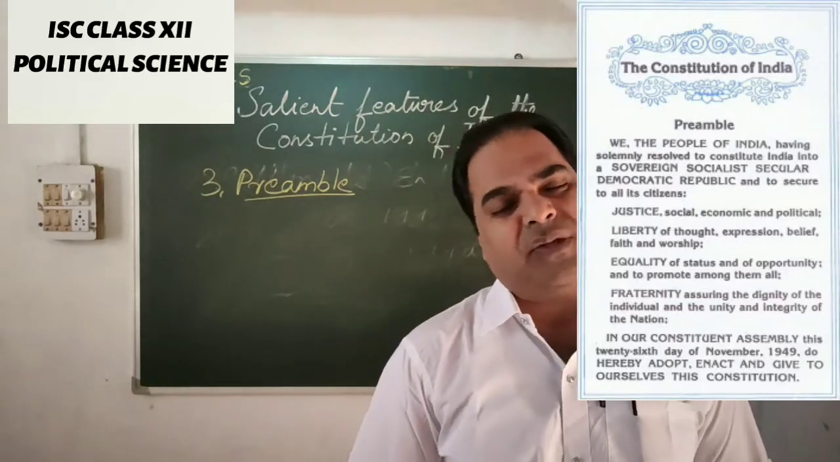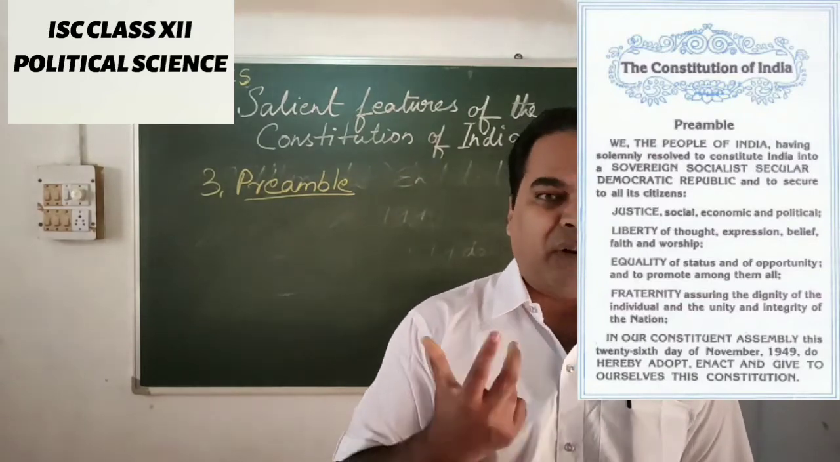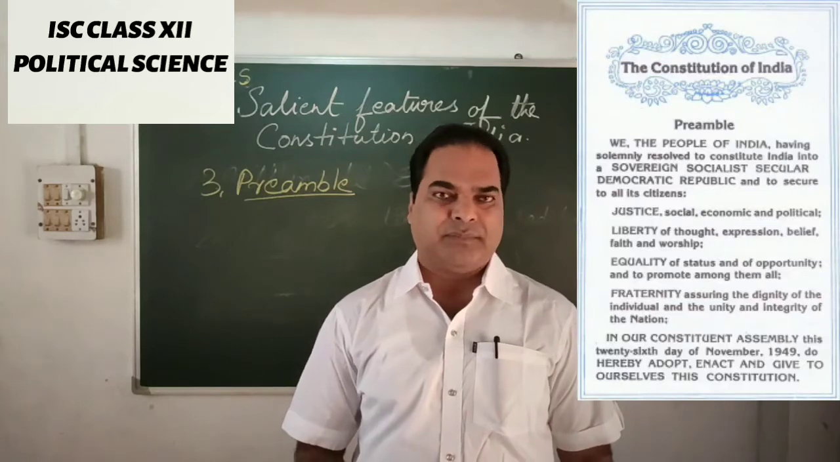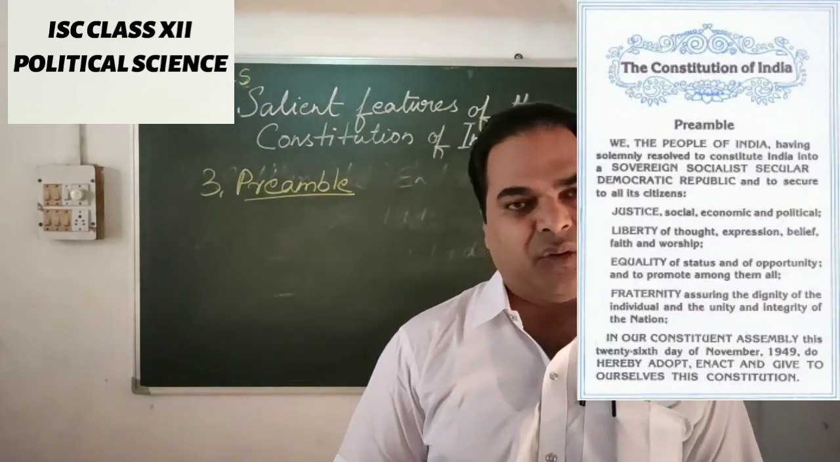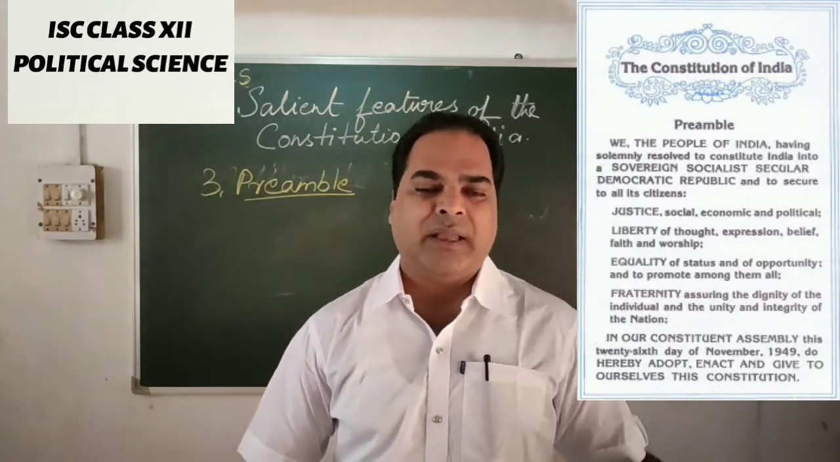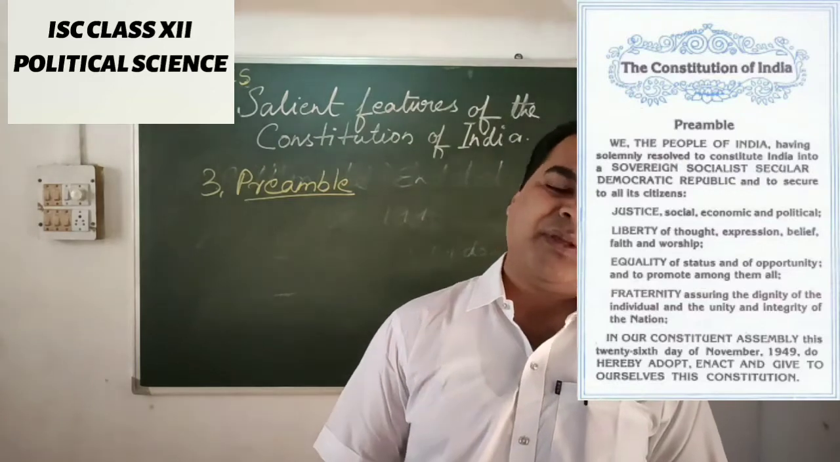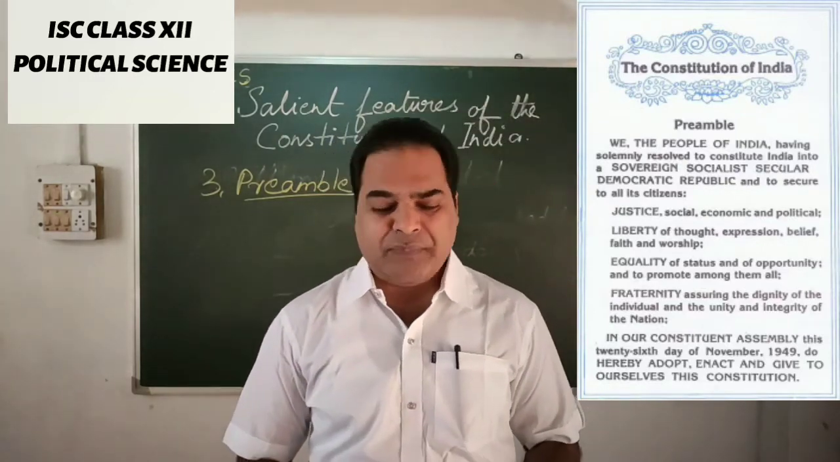And the fifth one, which is very, very important, is republic. Why is it called a republic? Because the head of our country, that is the president, is elected by the people, though indirectly, and does not possess any hereditary right. But in the case of England, in the British Constitution, there is a hereditary system of the royal family. So these are the 5 important features of our constitution.